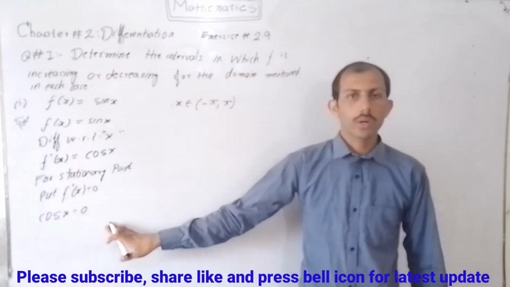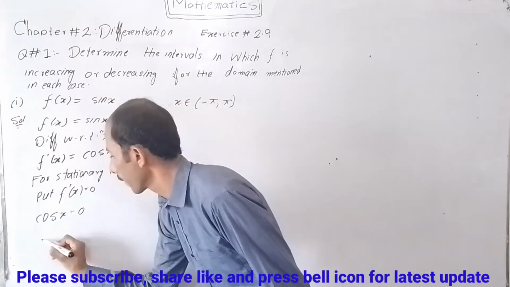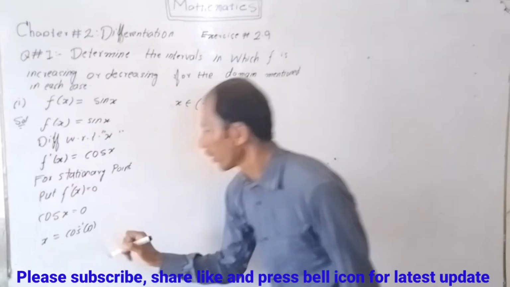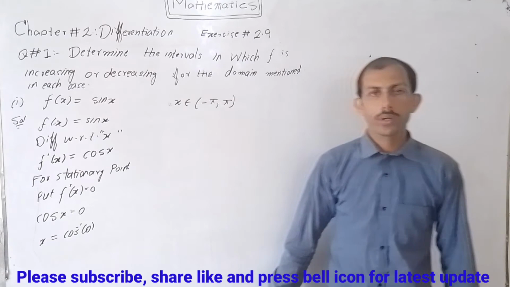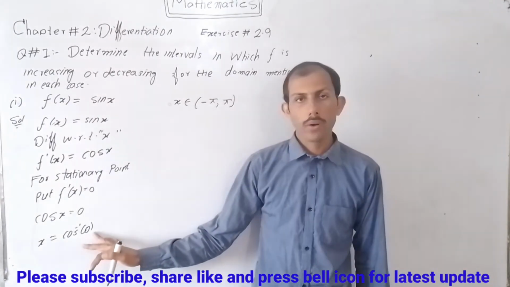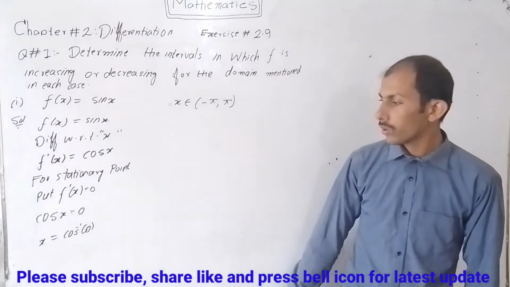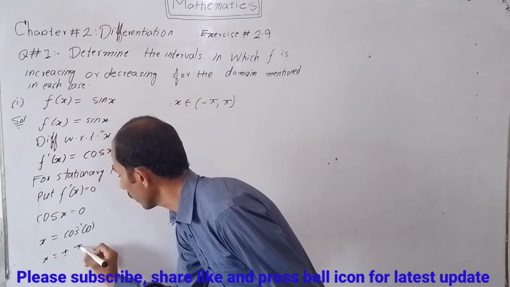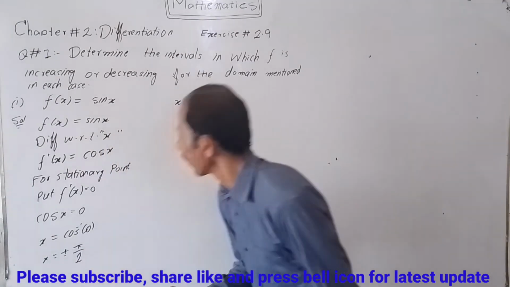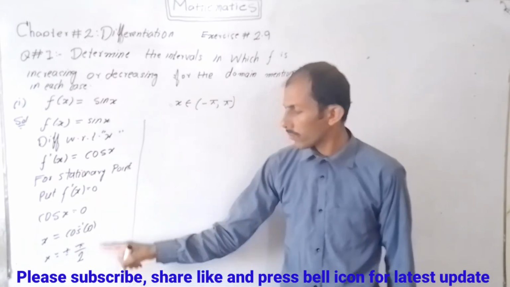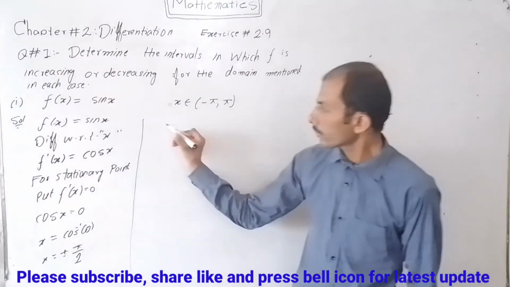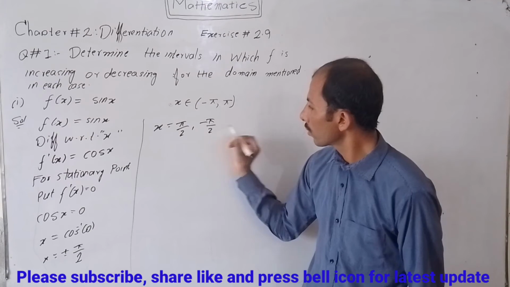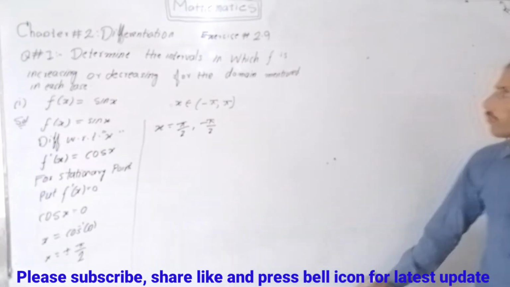x is equal to cos inverse of 0. Cos inverse 0 is 90 degrees. So x is equal to plus minus pi over 2. x is equal to plus pi over 2 and minus pi over 2.